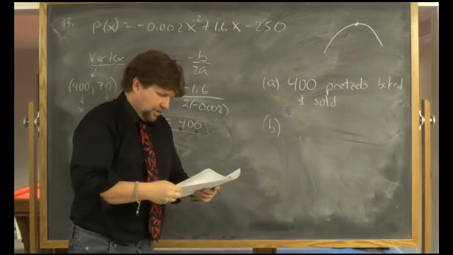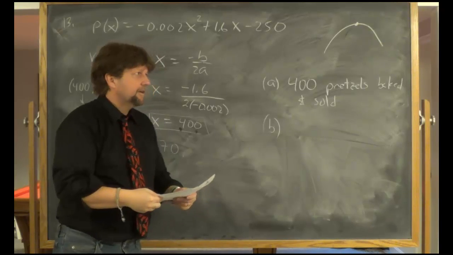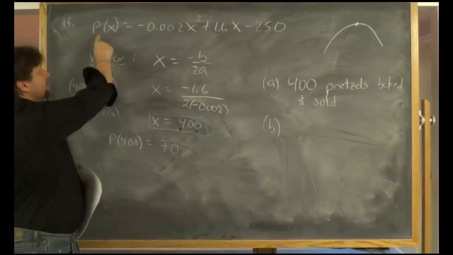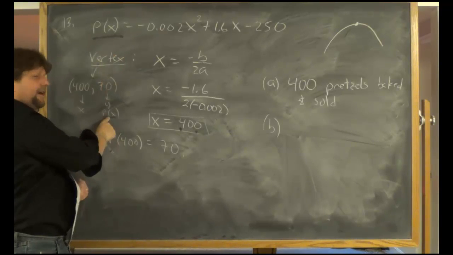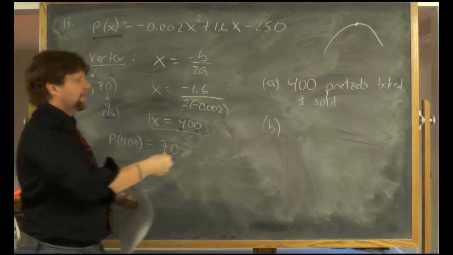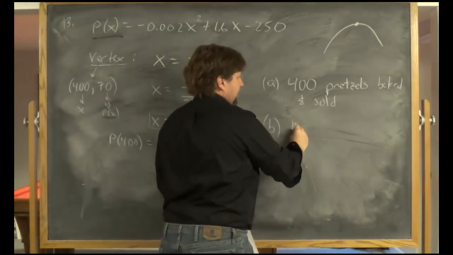Part B, what is the maximum profit? P of x is the profit. P of x, that's the y-coordinate of the vertex. So the maximum profit is $70.